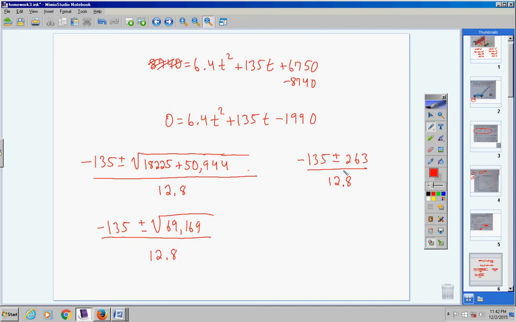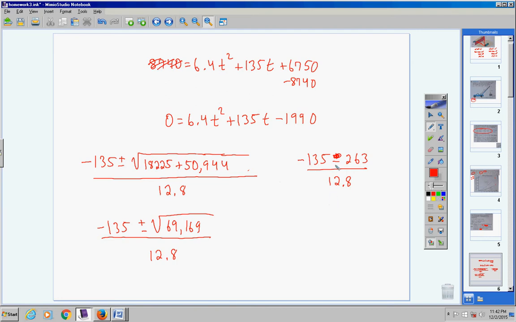Think with me, please. I have a negative 135. If I use the negative sign, that gives me negative 135, negative 263. That gives me a negative 398. And a negative over a positive is going to give me a negative number. I don't want a negative number up here. There's no need. Look, we're dealing with a year. I'm not going to have a negative answer.